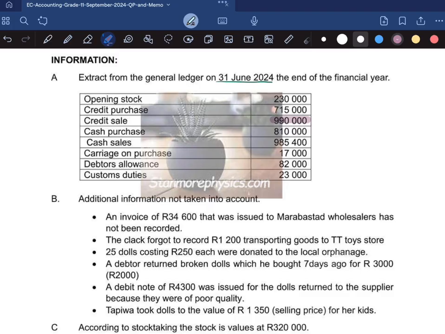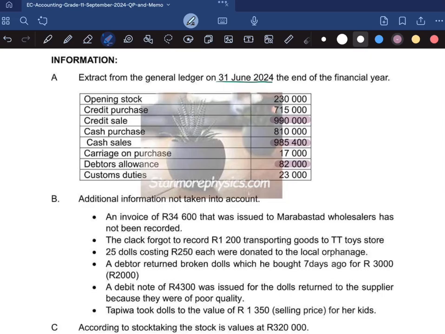And then we have cash purchases, and then we have cash sales. So these are sales also. And then we have carriage on purchases, debtors allowance. This also will affect our sales. It's really important to identify which of the things are going to affect my sales or which of the things are going to affect my cost of sales. So what I've highlighted now will affect our sales. Remember, debtors allowances are everything that the debtors return, and we will have to further reduce our sales there. And then we lastly have our customs duties at 23,000, which we are also going to take into account when we're calculating our cost of sales.